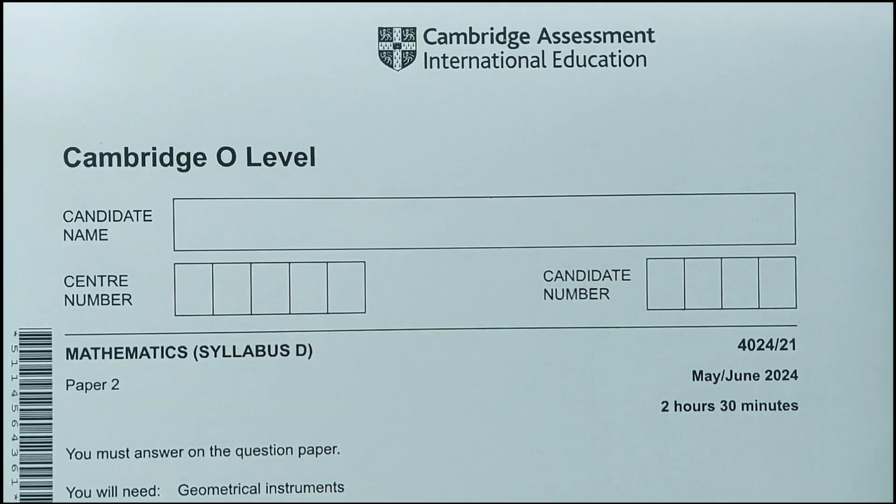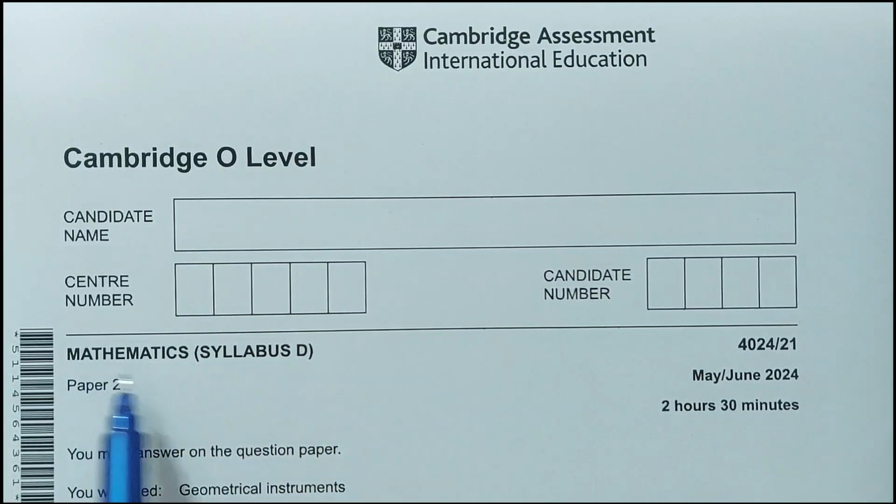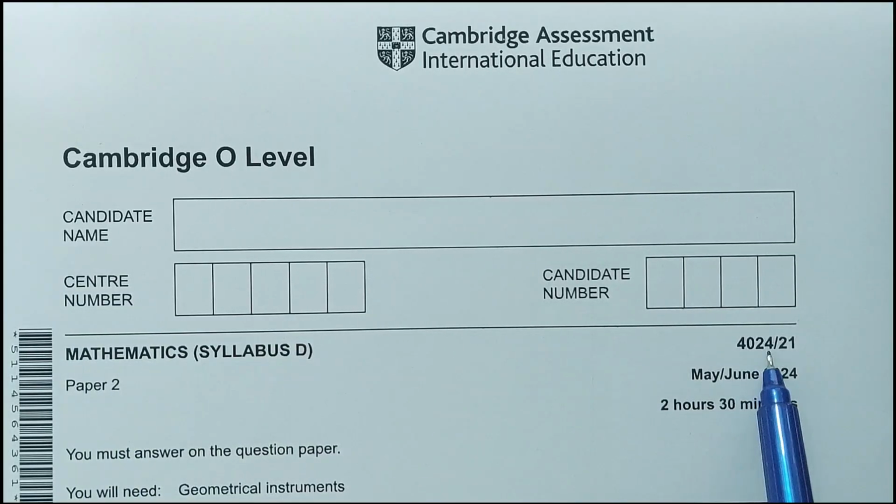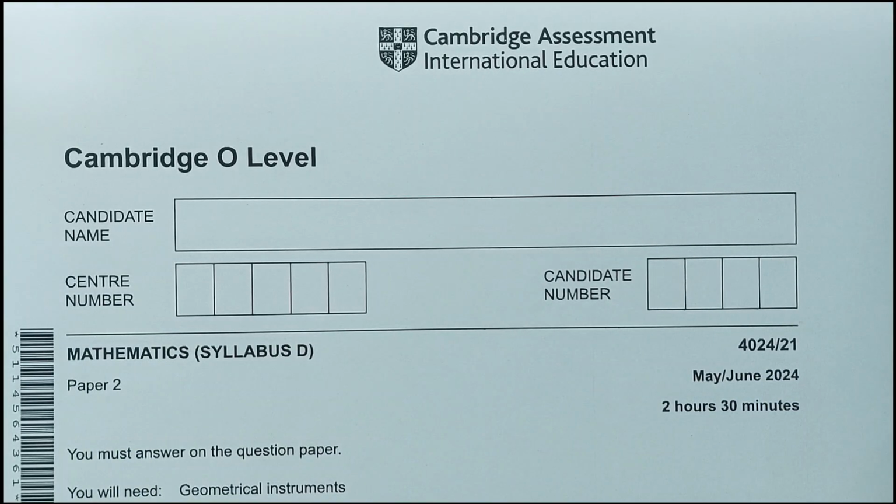Hi everyone, in this video I'm going to solve O-Level Mathematics paper 2, session May-June 2024, paper 2-1. So let's start with the first question.